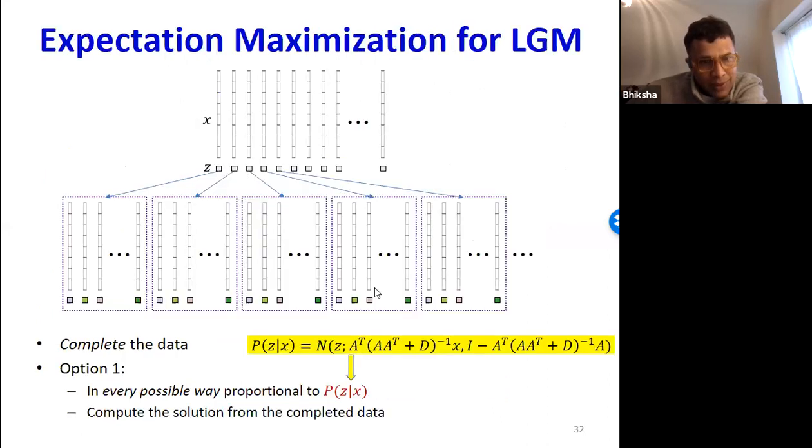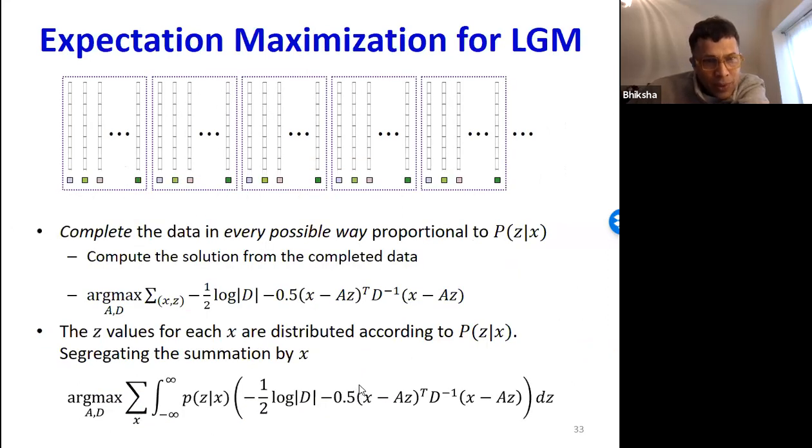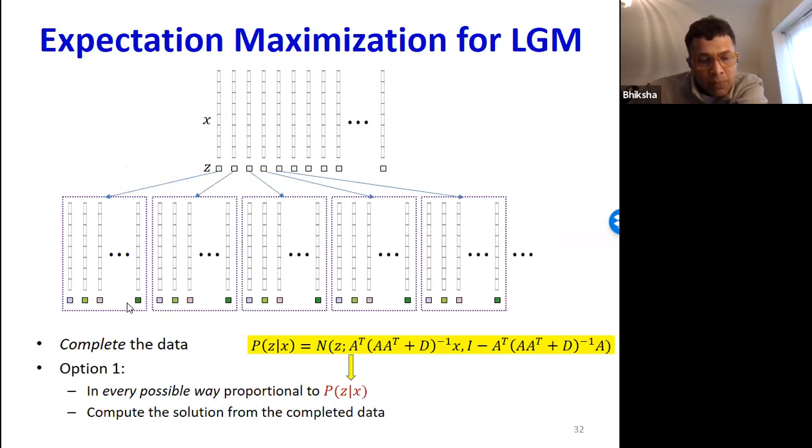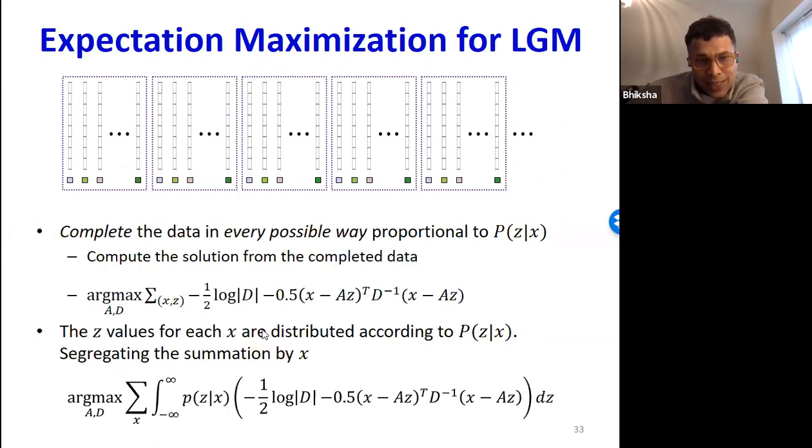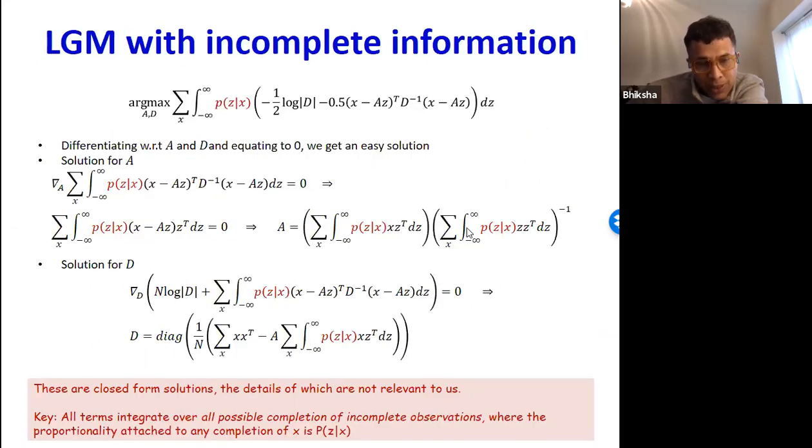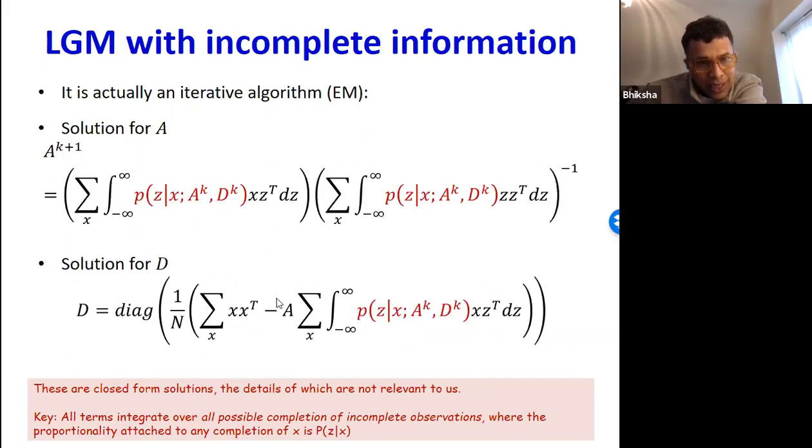And now that you have p of z given x, you can complete the data in proportion to p of z given x in every possible way. And as it turns out, if you complete it using every possible value of z, all infinite possibilities, although in principle you're expanding the data set out to be infinitely large, in practice that gives you a nice closed form solution because everything is Gaussian. I won't actually work through the arithmetic again, but you get closed form solutions which integrate everything out and you get an answer, right?